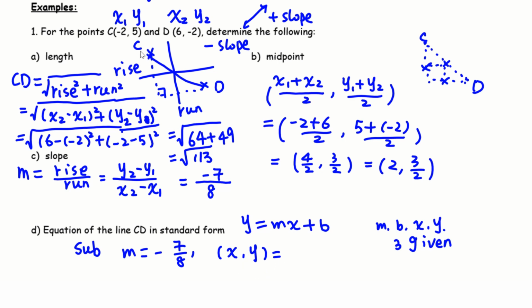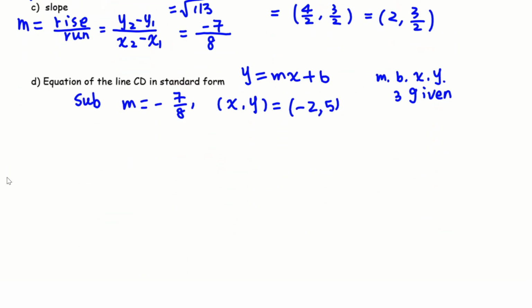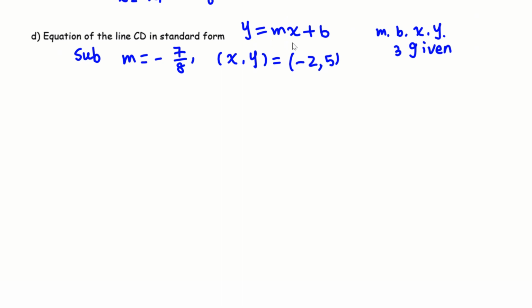So we are going to use 1 point on this line. We could pick C or D. If we use C, then it will be negative 2 and 5. We have 3 given, then in order to find the b, we sub all this into this slope y-intercept form. So y is 5, m is negative 7 over 8, then x is negative 2, then plus b.